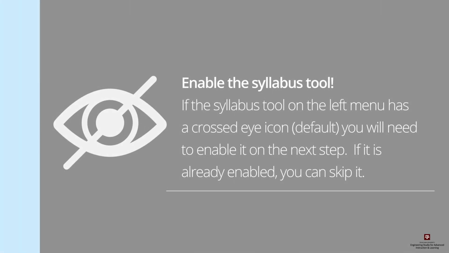If the syllabus tool on the left menu has a crossed eye icon, you must enable it on the next step. If it is already enabled, you can skip this step.